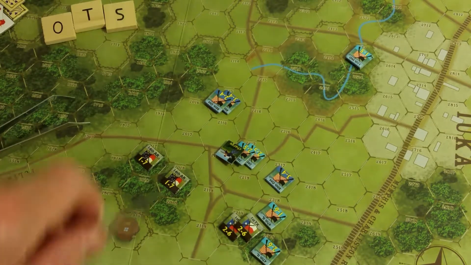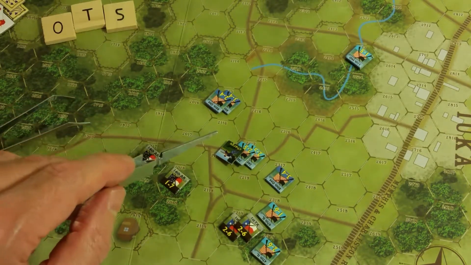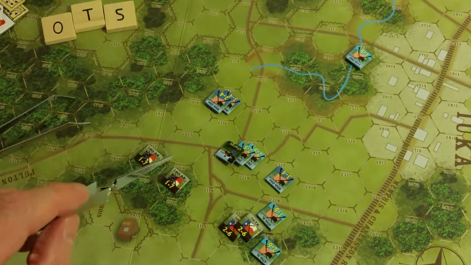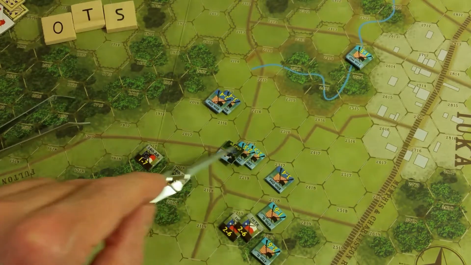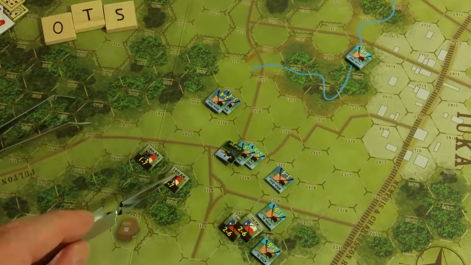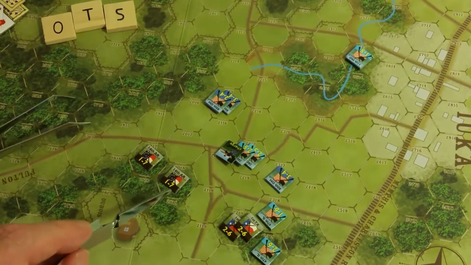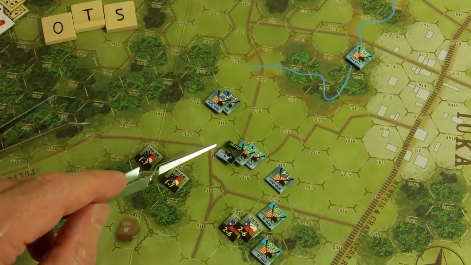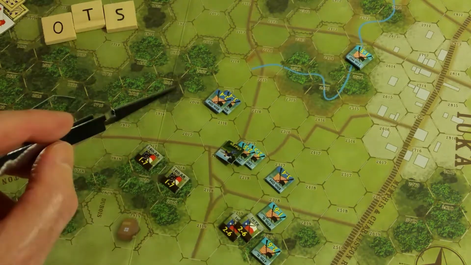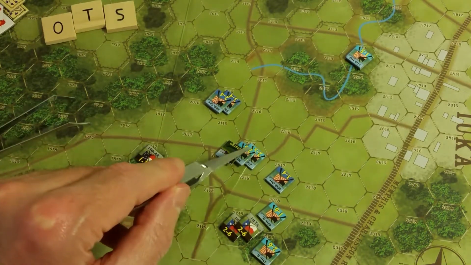Again, so they've declared a charge against this unit right here. So these 2 units are charging this one. Superficially, the odds look overwhelming. What are the odds? Right, yeah. No, it is 4-1.